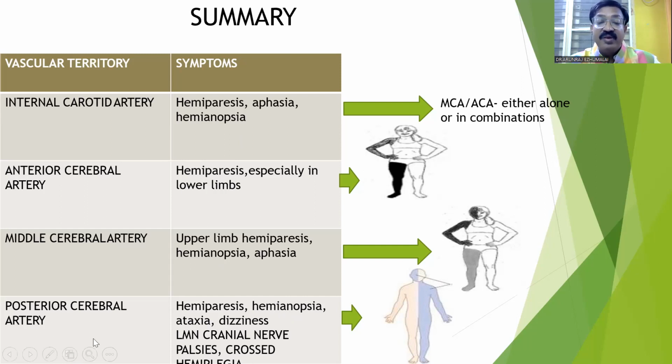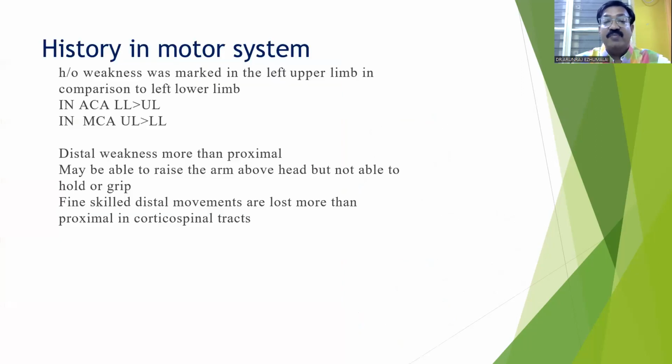Lower motor neuron type of cranial nerve palsy with crossed hemiplegia: that means cranial nerve palsy on one side and hemiplegia on the opposite side. That is called crossed hemiplegia. When these types of features are present, you can suspect the posterior circulation. So these are the things by which we can diagnose whether the patient has anterior cerebral artery involvement, middle cerebral artery involvement, or posterior cerebral artery involvement.